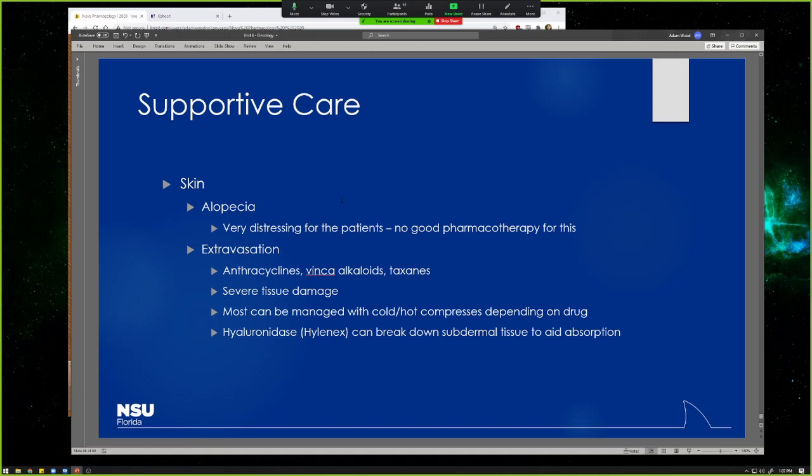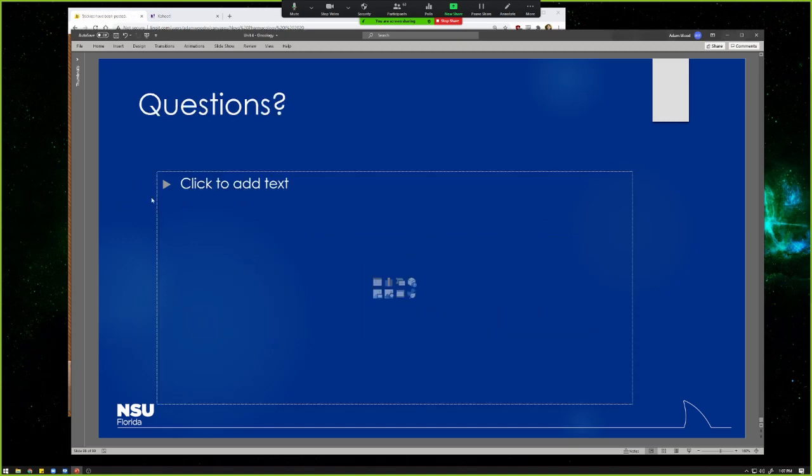Shelby's saying I had a patient that had gray hair and it grew back dark without the gray. Very interesting. Yeah, all kinds of wild stuff happens with the hair after receiving chemotherapy. So that's it for this section. Do you guys have any questions so far?